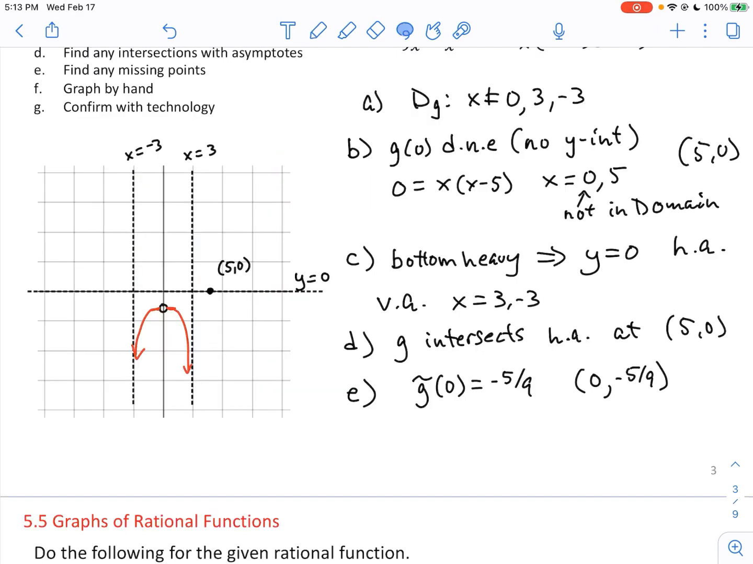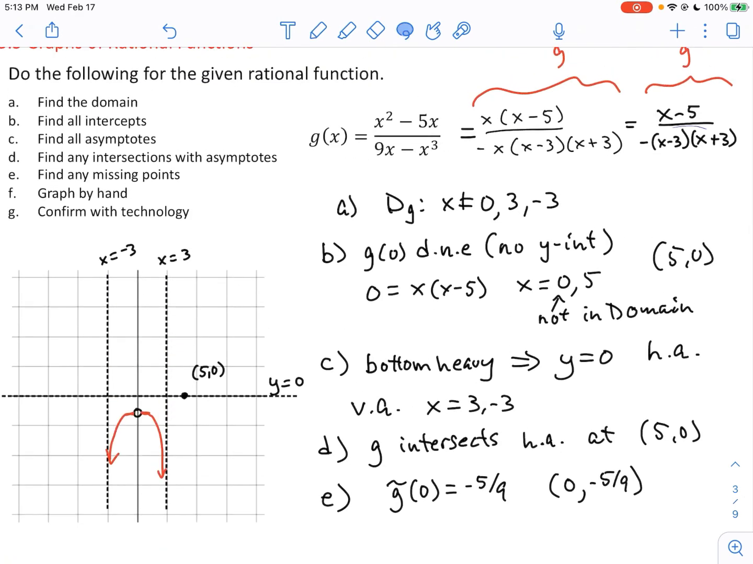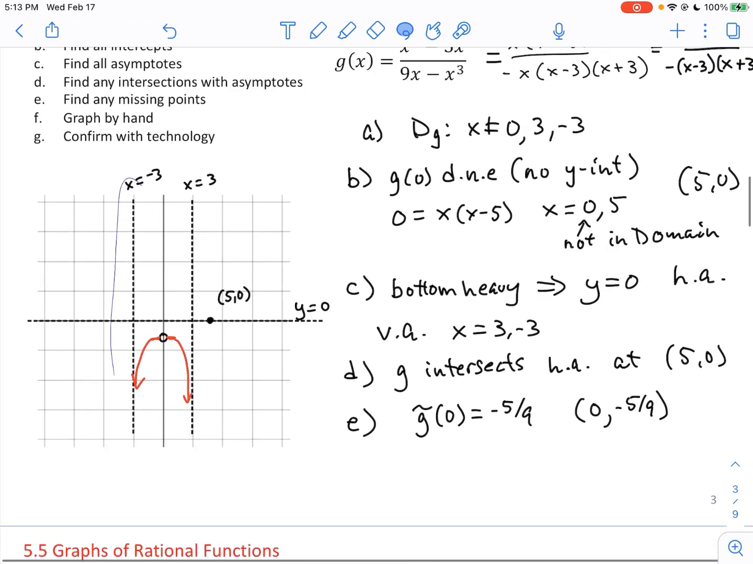Okay, let's use our multiplicities. Notice that the multiplicities on both of these factors are 1, and the multiplicity on our x-intercept is also 1. So we're going to cross the x-axis at the x-intercept, and at each asymptote, our graph will go in opposite directions. So let's focus on this asymptote first. If one side of that asymptote is going down, then the other side is going up, and then we have another asymptote. So it's going to have to be something like this.